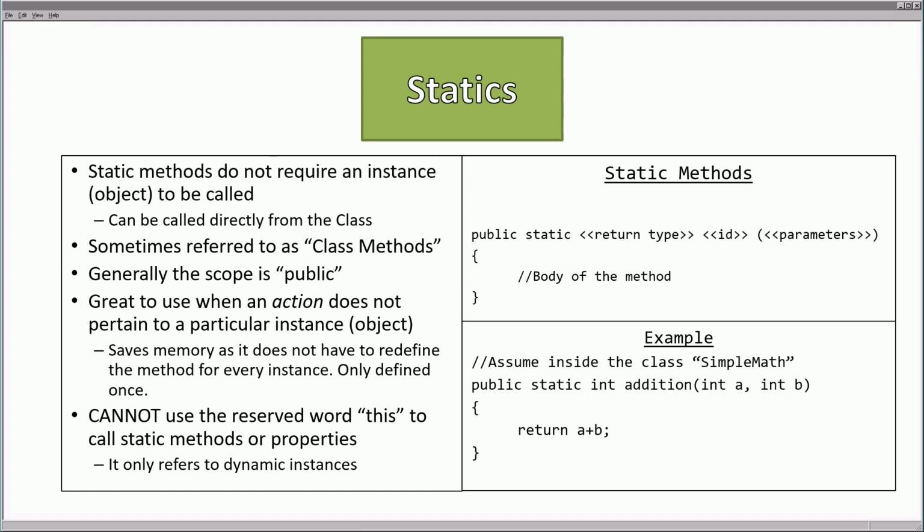Now, when we are defining a static method, we start out generally with the scope public, followed by that reserved word static once again, and then the rest of this just looks like a normal method. The return type, the identifier, parameters, and then the body of the method. An example of this would be this addition method where it's public static returns an int, and then it takes in two integers a and b, adds them together, and then returns the value.